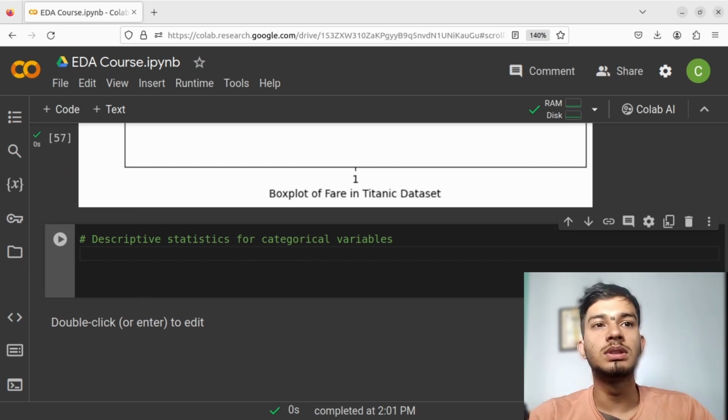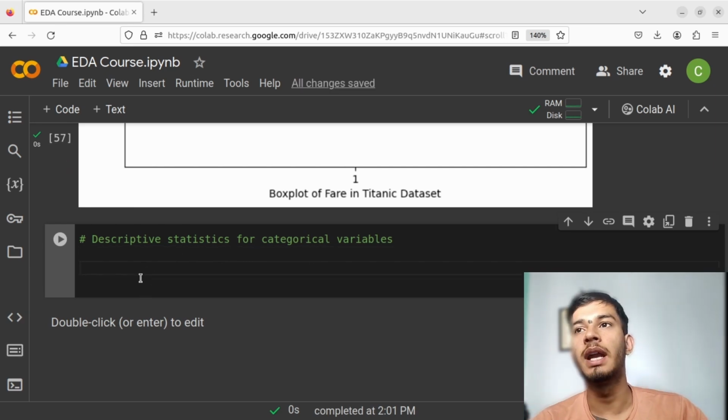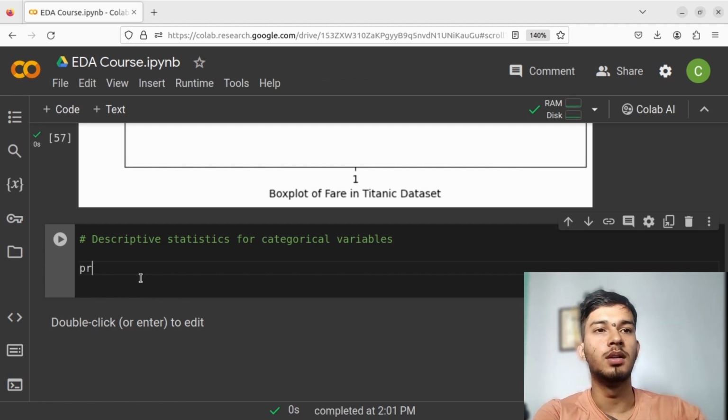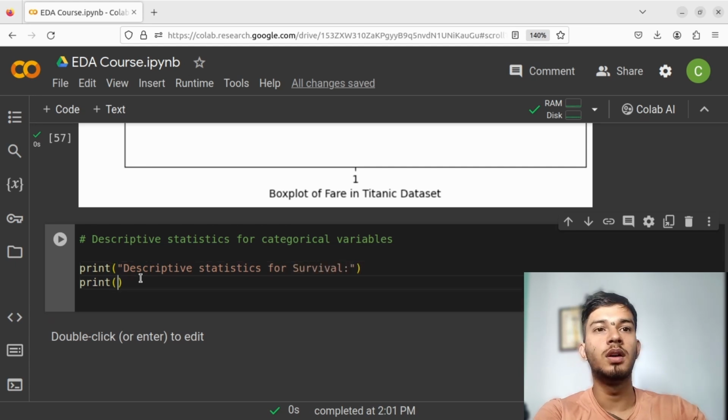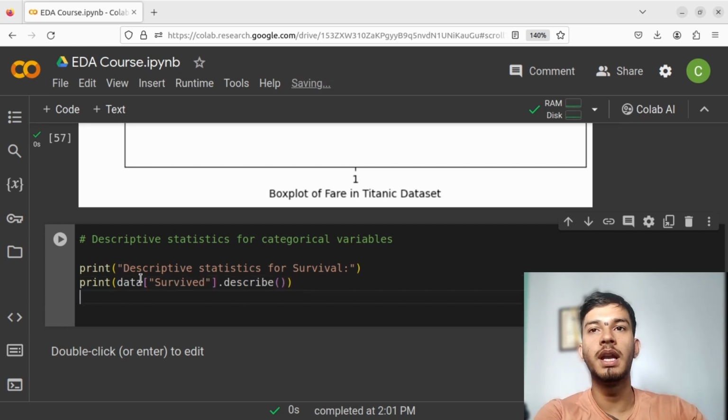So now we can write descriptive statistics for a categorical variable, right? Here I will take the survived variable from our features or from our columns. Now suppose I want to print the descriptive statistics for survival. We want to see different statistical numbers. What are the stats behind the survived people? Now if I print data that is survived and call describe, it will give me the data related to this column, right?